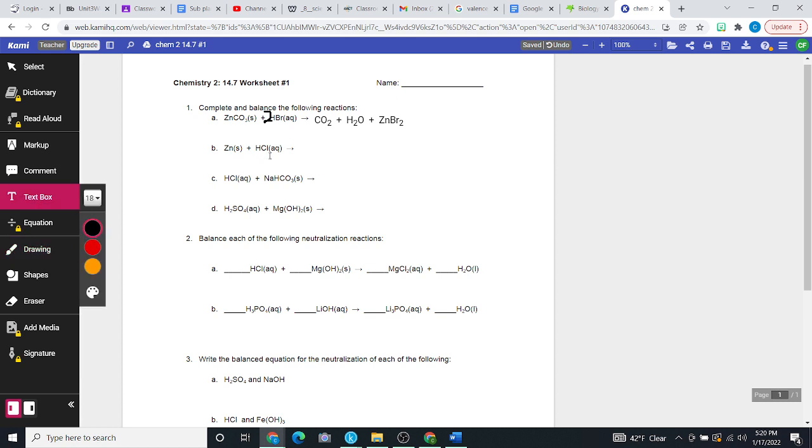Now on B, there's my acid. So I could ask myself, what is this? Well, that is a metal. Anytime you have a metal, you're going to have H2. That's the gas, those bubbles we saw.